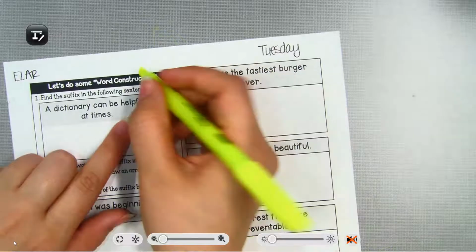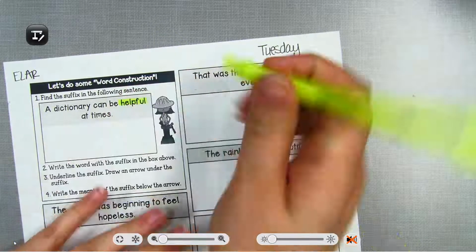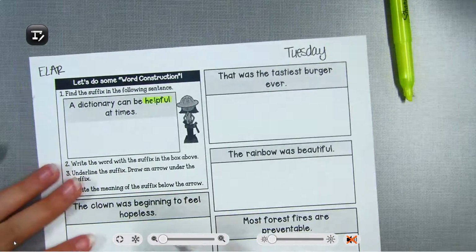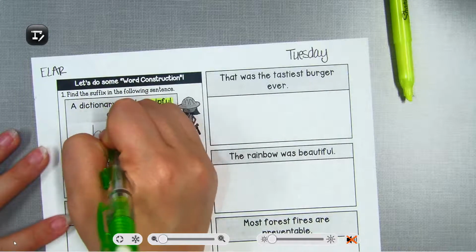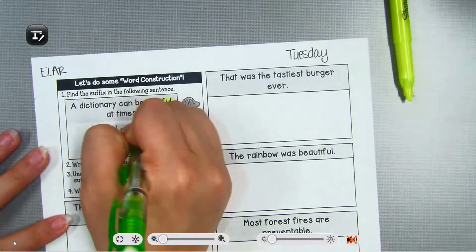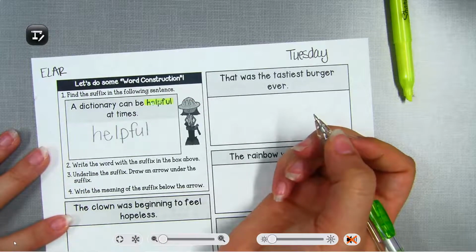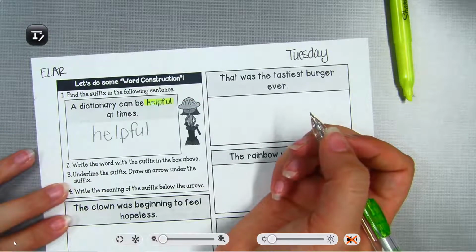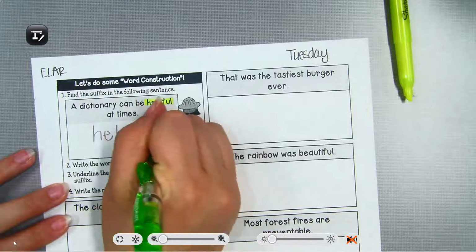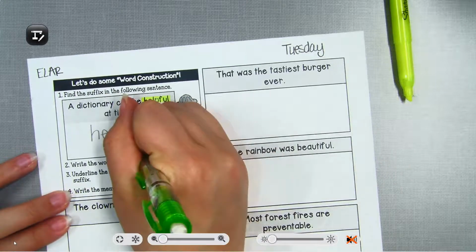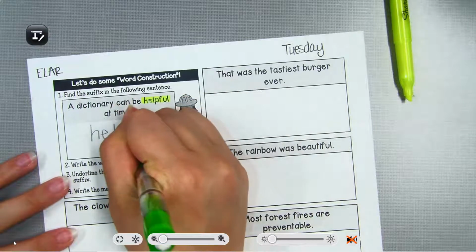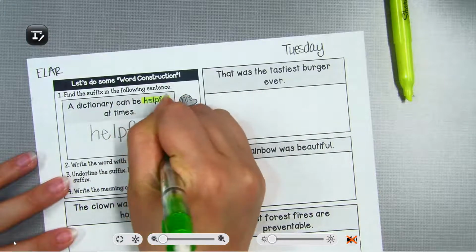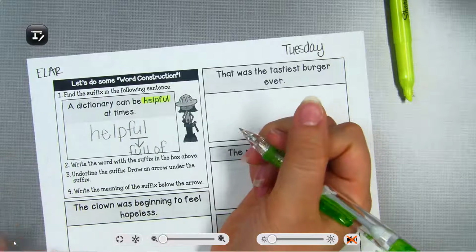Okay, so helpful is our word with the suffix. I'm going to write it over here. So I'm going to write the word helpful. Okay, I'm going to underline the suffix, and then I'm going to draw an arrow and write the meaning. So full means full of. Okay.